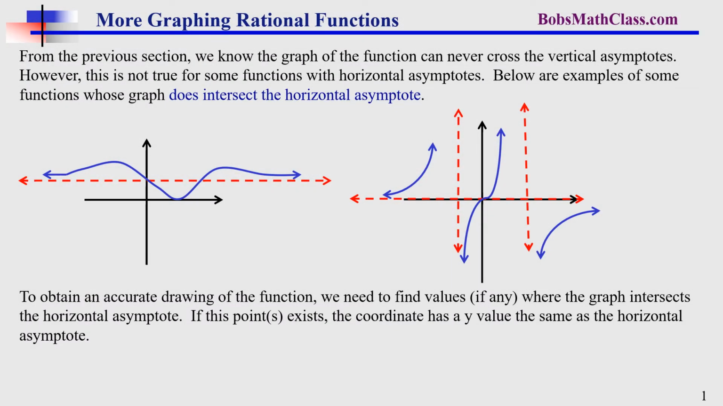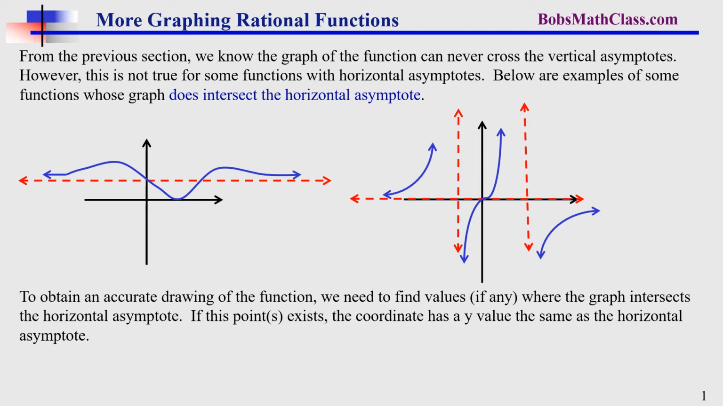Hey, welcome. This is the second video on graphing rational functions. In this video, we're going to talk about oblique asymptotes, and we're going to talk about where the function intersects the horizontal asymptote and the oblique asymptote. A graph will never intersect a vertical asymptote, but it can intersect horizontal and oblique asymptotes.